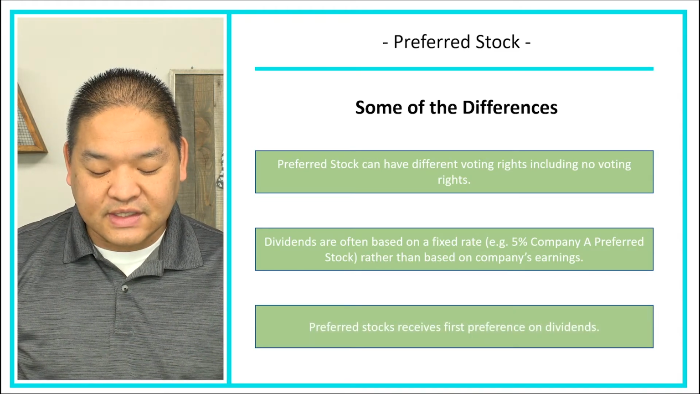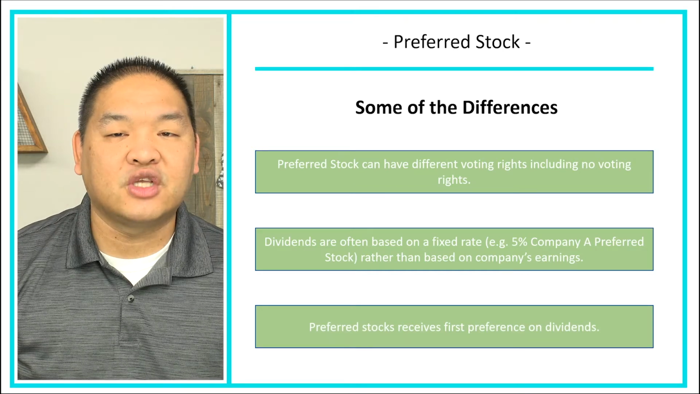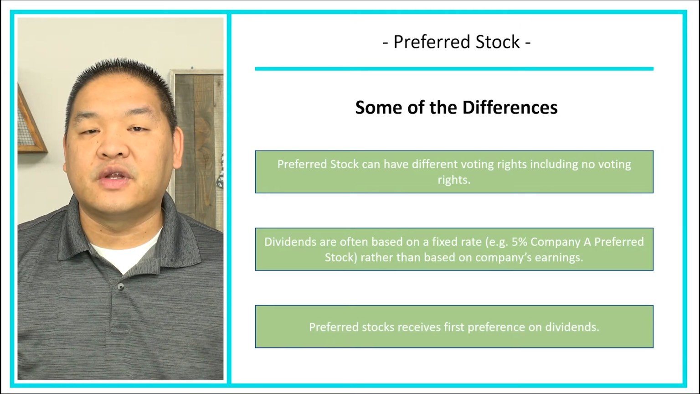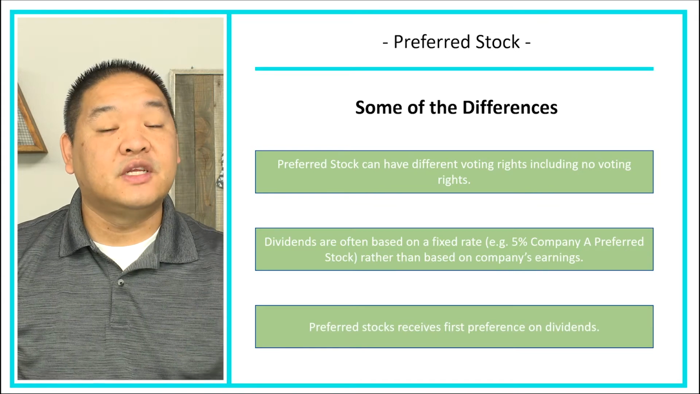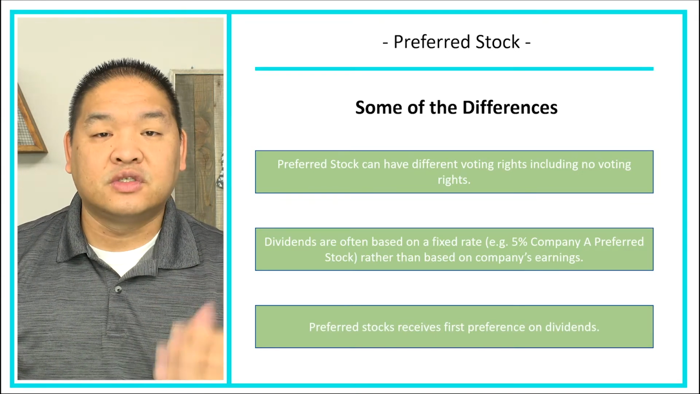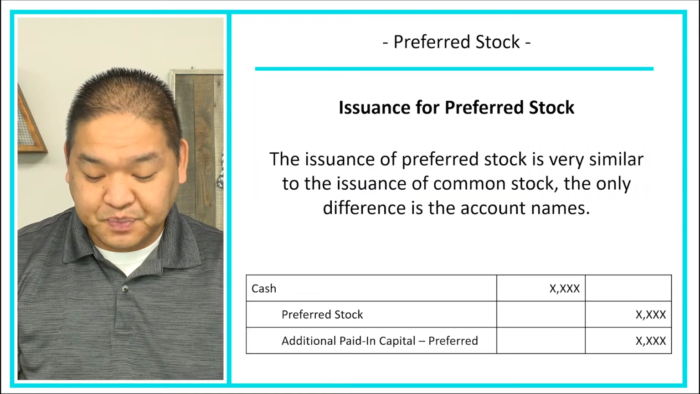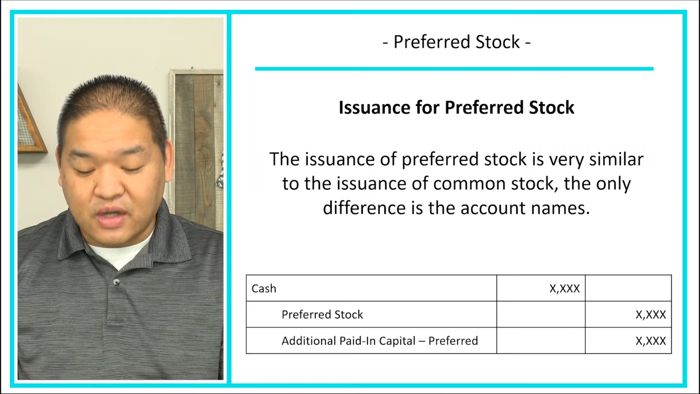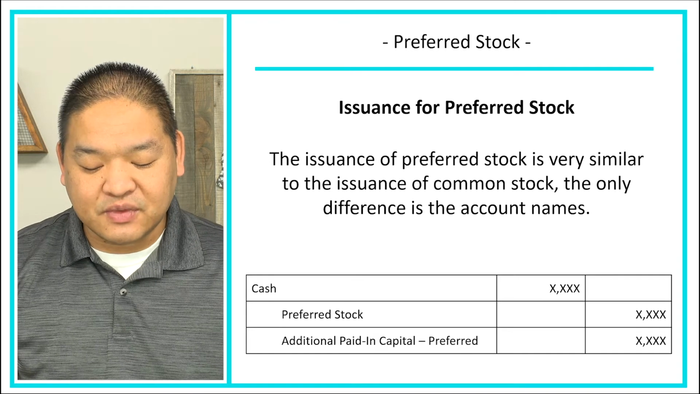Now, one other difference is that preferred stock receives first preference on dividends, hence the name preferred stock. So when it comes to dividends, dividends must be paid to the preferred shareholders first, and then whatever is left goes to common shareholders.